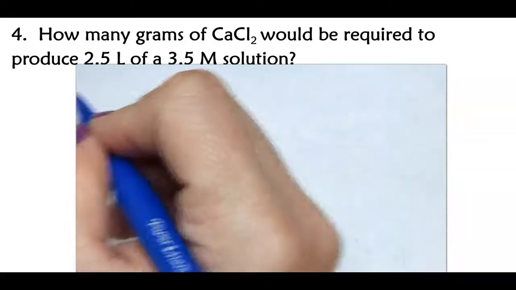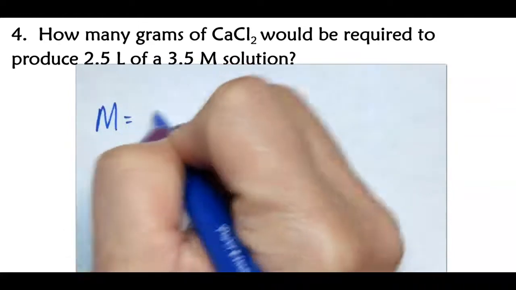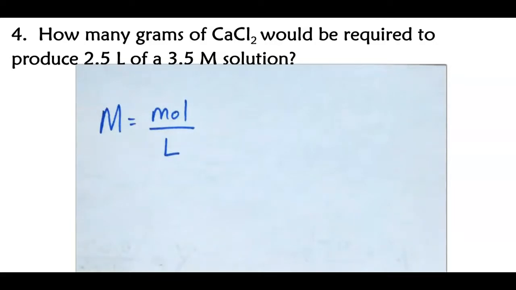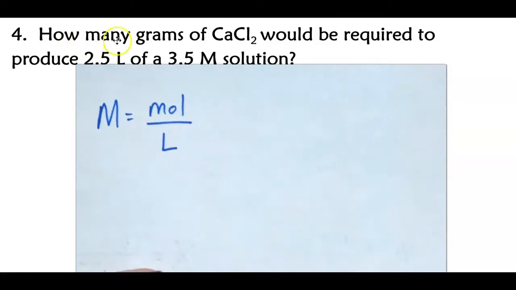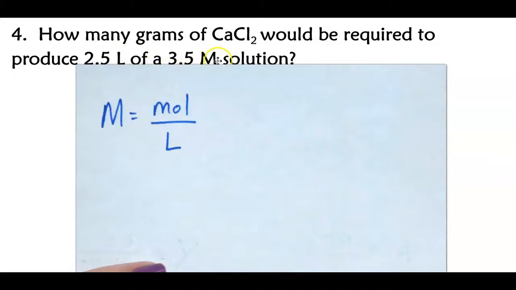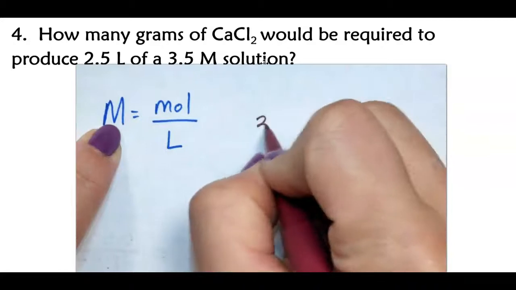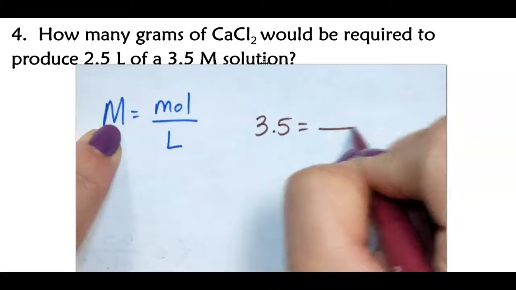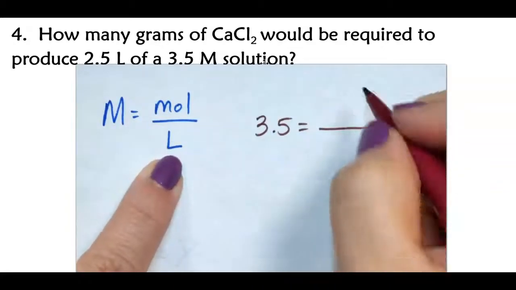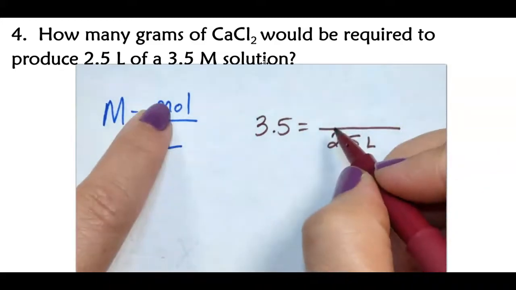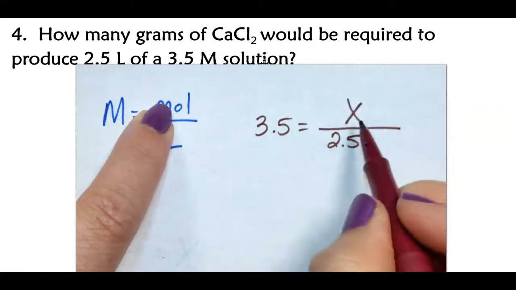Finally, this is our last molarity calculation. We have molarity equals moles divided by liter. And so now let's read the question. It says, how many grams of calcium chloride would be required to produce 2.5 liters of a 3.5 molar solution? So I have my molarity, that's 3.5, equals, I also have my liters. They tell me it's 2.5 liters, and what I don't have is the moles. So I don't have this.